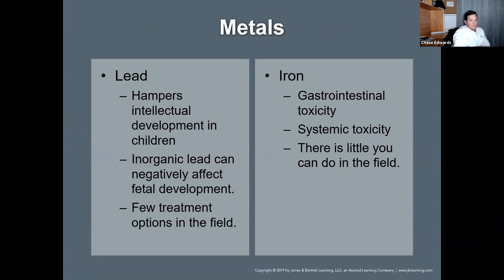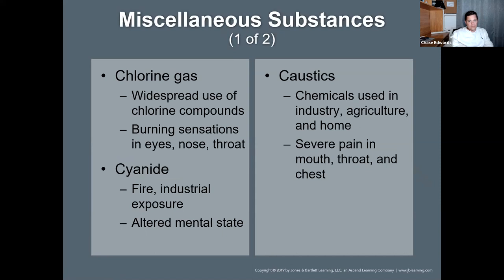There's some stuff with metals. Chlorine gas, pretty big one. In industrial settings, we get how you can end up with a chlorine gas exposure. In the house, it's whenever you mix bleach with other types of cleaning products. That's when you might have an issue.